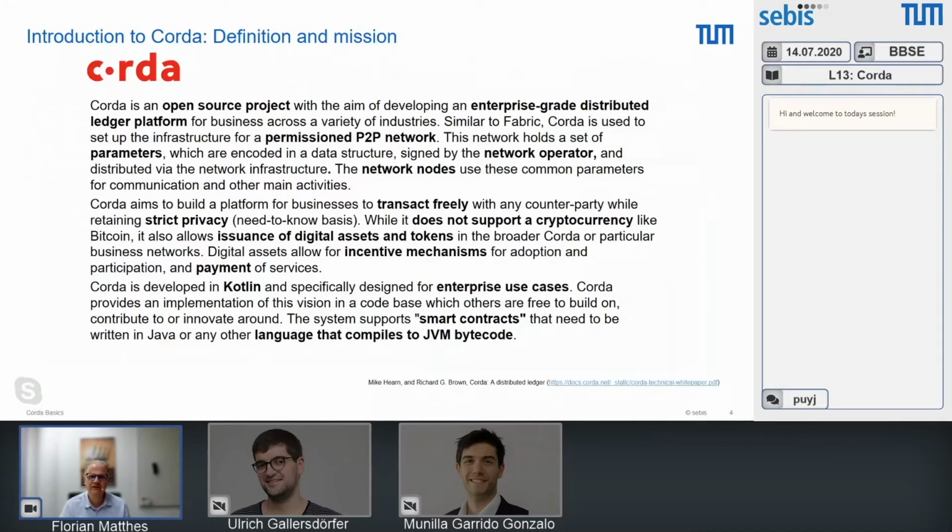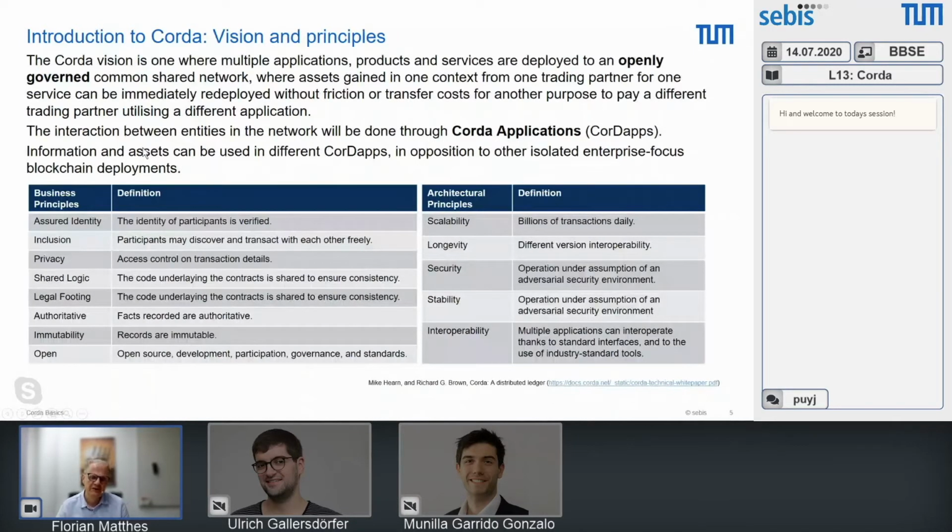We want to have an enterprise-grade distributed ledger platform. And now, obviously, there are different ways to achieve this. They say we want to be explicit about our principles, which should guide the initial development, but also the further evolution of the system. So therefore, we have business principles and architectural principles. That's more or less what we want to achieve from the business perspective, and this is how we want to achieve it technically, sometimes also called non-functional requirements.